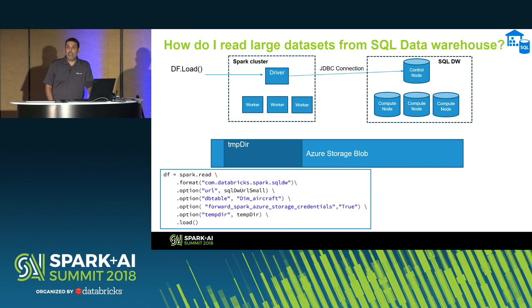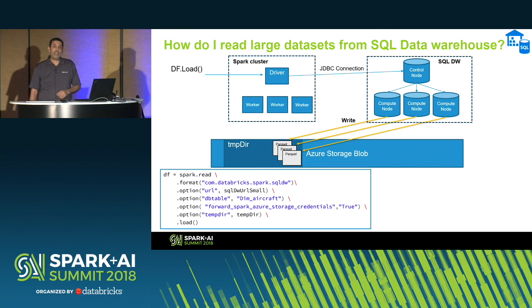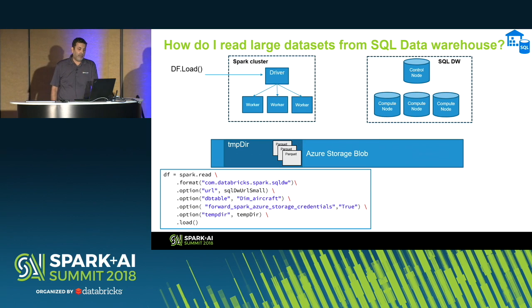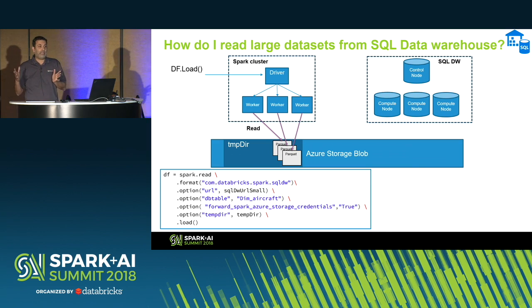That in turn makes a JDBC connection to the control node, which talks to the compute nodes, and the compute nodes actually output Parquet files to blob storage, and this is a temp directory which you specify, and then those Parquet files are read by the individual worker nodes in Spark. And so for large reads of large data sets, this is much more efficient than every compute node sending the data to the head node and transferring data that way.